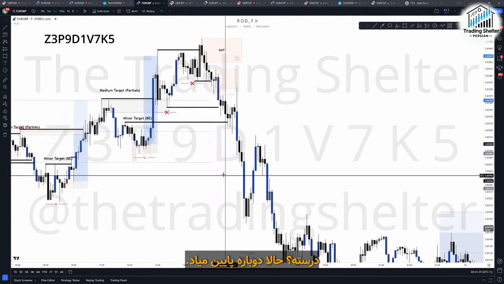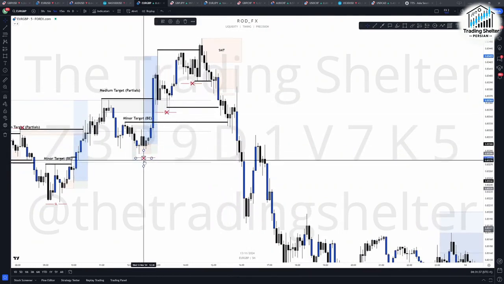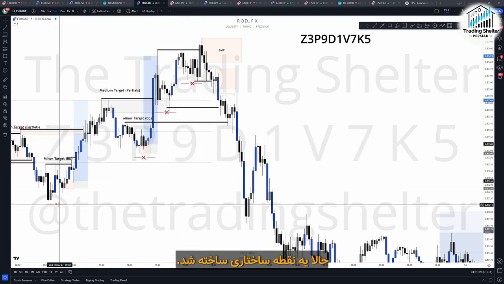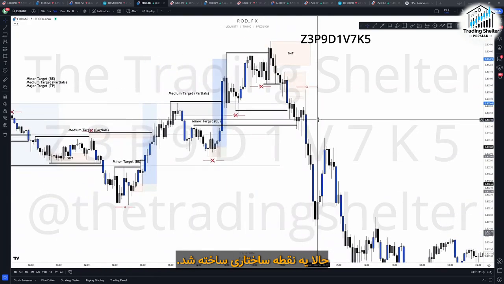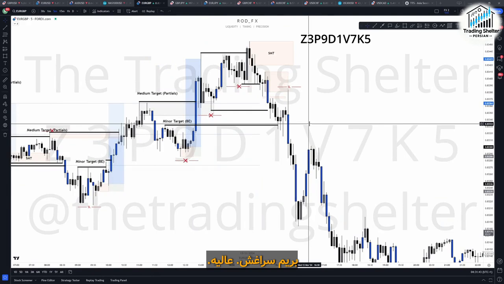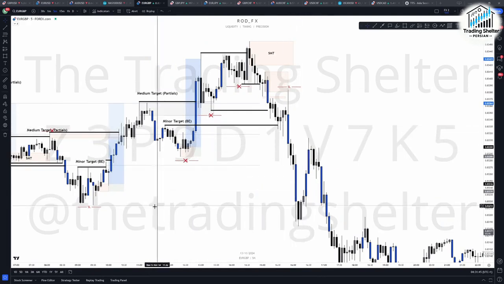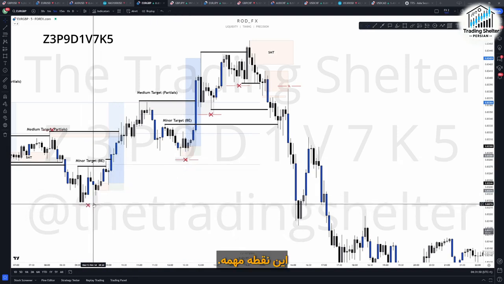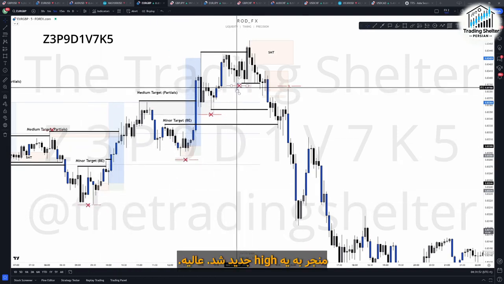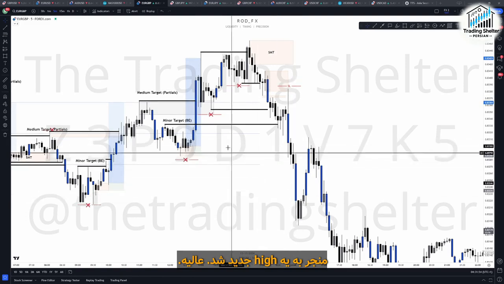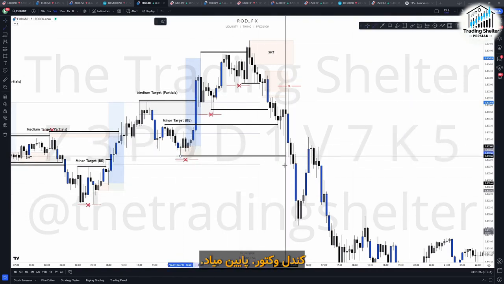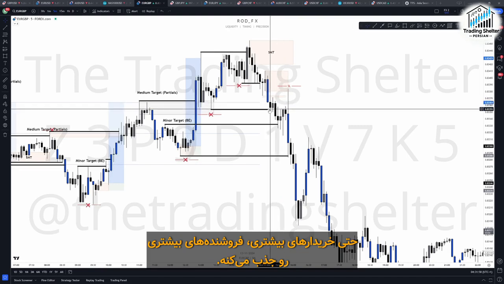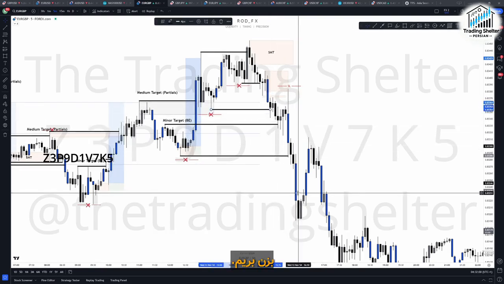Now they push lower again, inducing this here. Now we have a structural point created. Here we go. Perfect. So now it's time to find continuation. They induce this point here. This point is significant. It led to the new high. Perfect. Vector candle pushing lower, enticing even more sellers, more sellers. Let's go. Push, push, push.